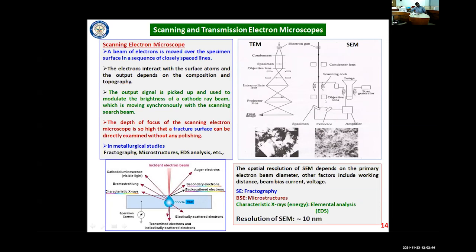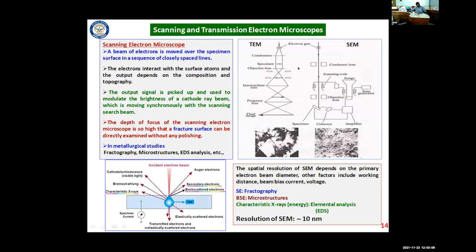When these incident electrons interact with the specimen, we get different kinds of signals: secondary electrons, backscattered electrons, and also characteristic X-rays. The secondary electrons can be used for fractography studies, and backscattered electrons we can use for microstructural studies. We get the microstructure based on the atomic number contrast.